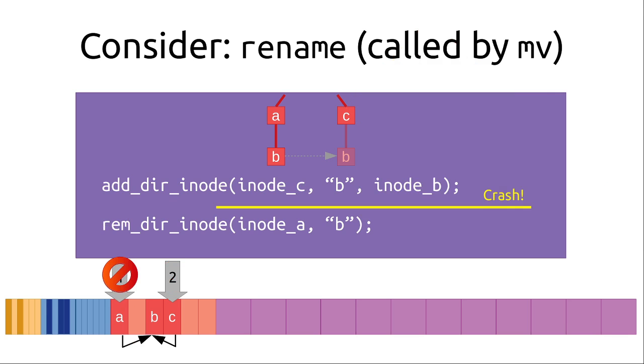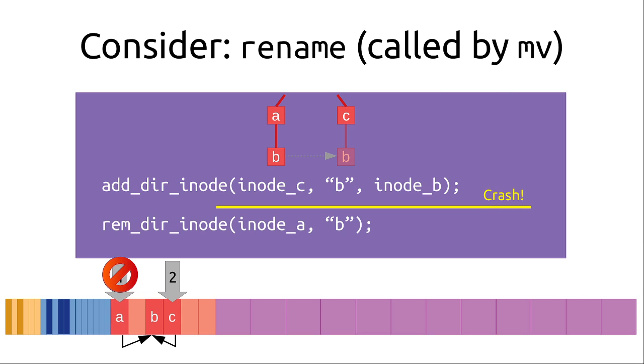Yeah, I'm sorry. I think I misordered these slides. No, I didn't. Okay, so in this case, I've just reversed the operation. So first, we are adding B to inode C. So we're adding the B file or directory into the C directory. And then we're removing B from the A directory. Okay, but what if a crash happens between these two operations? Think about it for a second, pause, come back.